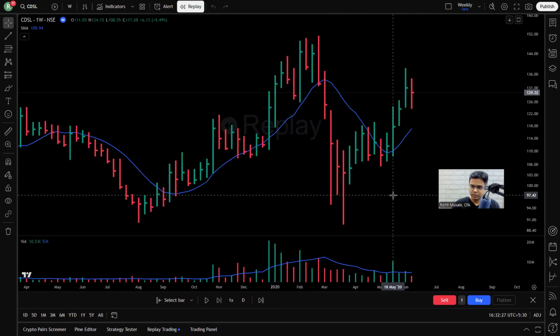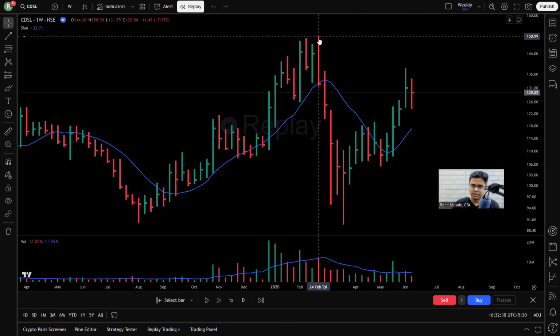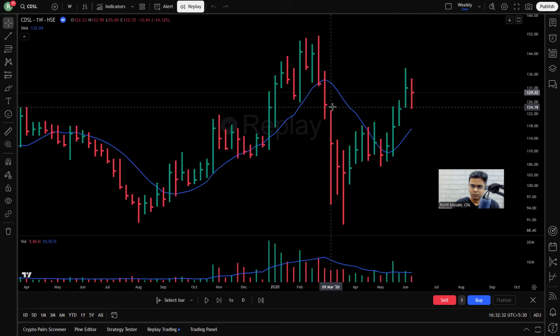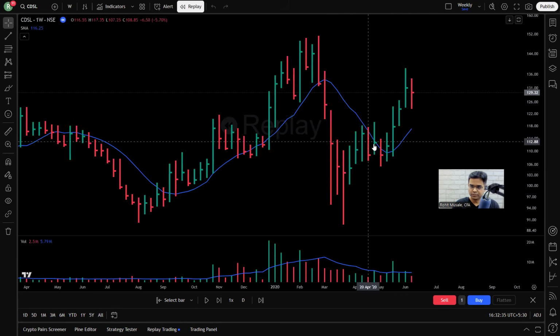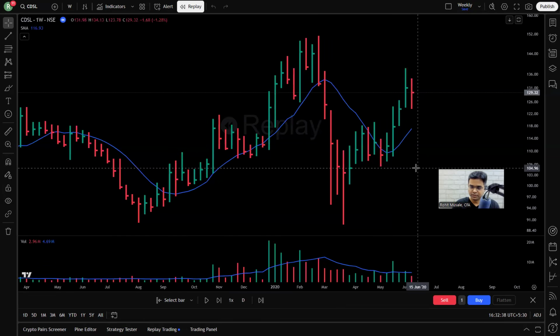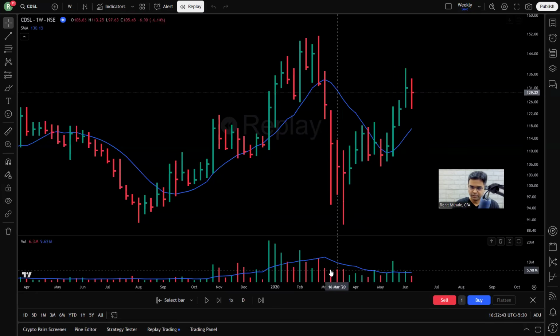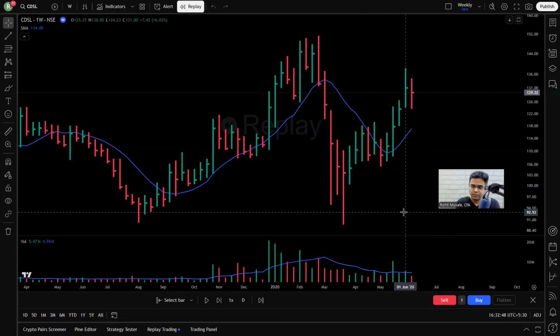As usual, let us count the number of red bars inside the base. So the base starts from here. So 1, 2, 3, 4, 5, 6, 7, 8 red bars. How many are high volume red bars inside the base? Not a single one. This came very close, but we can consider that as a low volume red bar. Out of 8, not a single bar is a high volume bar, even though this was the Corona crash. So which means the base still has strength in it.